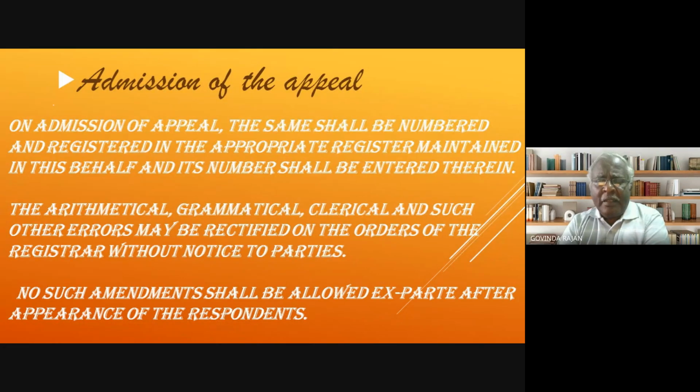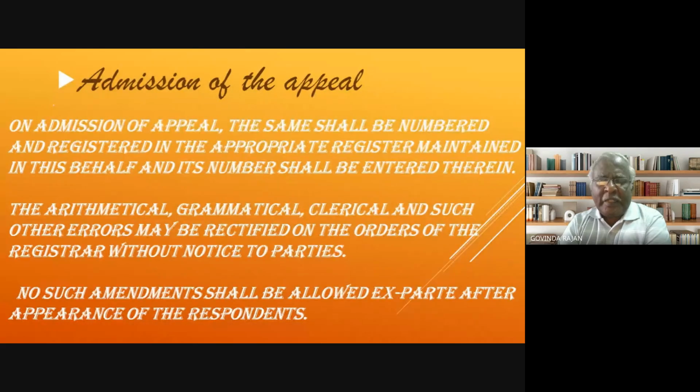Once the appeal paper is received, the registrar scrutinizes all these things, then puts it up before the members of the appellate tribunal. If there is any defect, then the tribunal will direct rectification of the mistakes. If the mistake is such that it is an arithmetical, grammatical or clerical mistake, or simple mistakes which can be rectified, such orders will be passed by the registrar. It is not required to go to the appellate tribunal.